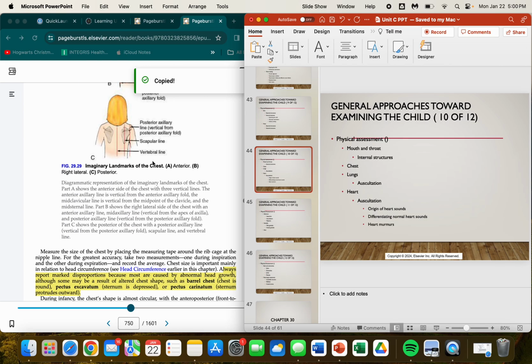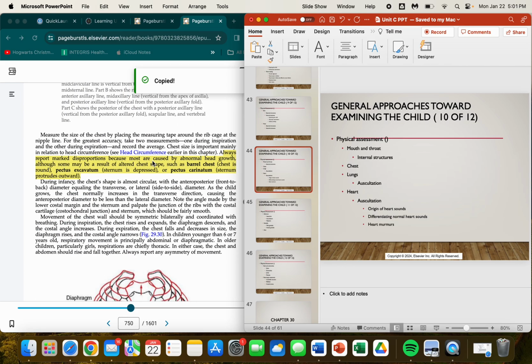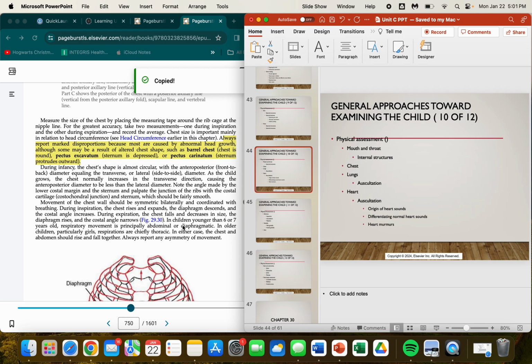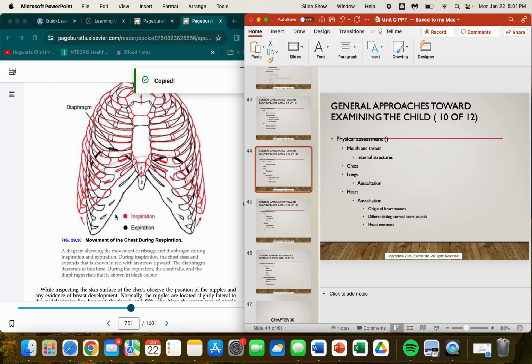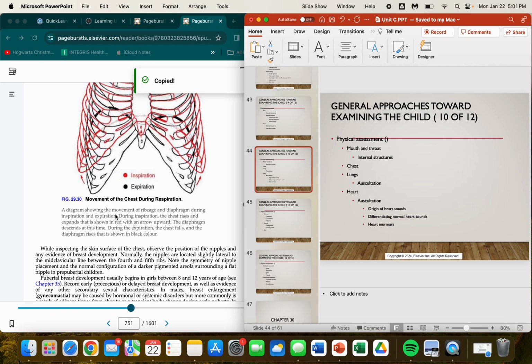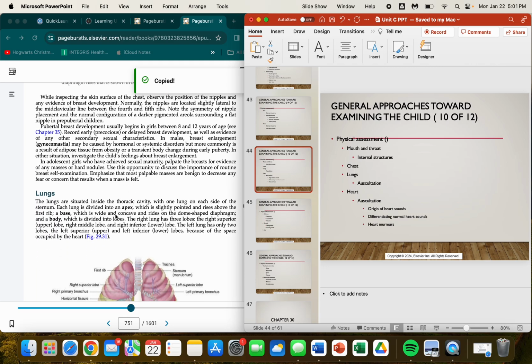So those are all things your book goes through in a little deeper explanation, but we talk a little bit about anything altered that we would want to note, including barrel chestedness, or pectus excavatum or pectus carinatum, which would be a depressed sternum or a protruding sternum. Those would all be things we would want to note, or obviously if we see any trauma or injury to the chest, we would want to note that.